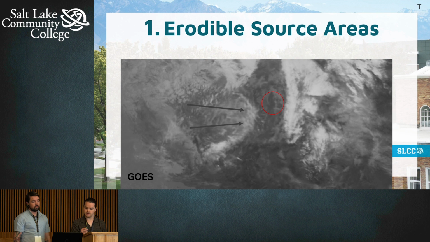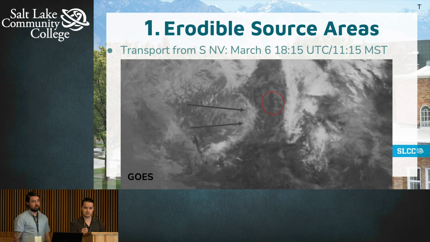And this was the dust event from March 6th, and this one actually started clear out in the Sierra Nevadas in Nevada, and traveled all the way across into Utah, and those arrows kind of point out that big dust plume. And then circled is the Great Salt Lake. So this was also a pretty spread out event.